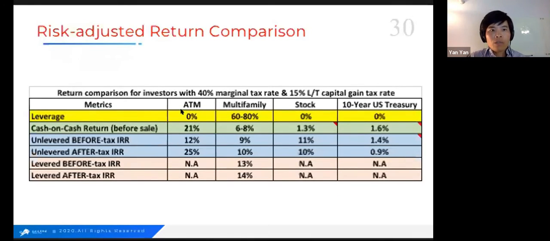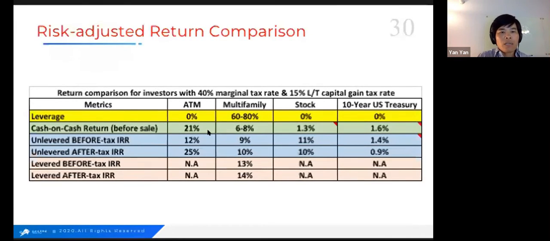So leverage. This specific deal, the ATM, we don't use any leverage. Stock, bond, we assume that you don't use leverage to buy it. But multifamily, usually you borrow 60 to 80% from the bank. That means you can juice up your return. However, you also take on a lot of risk, especially when the time is uncertain. That can be a double-edged sword.